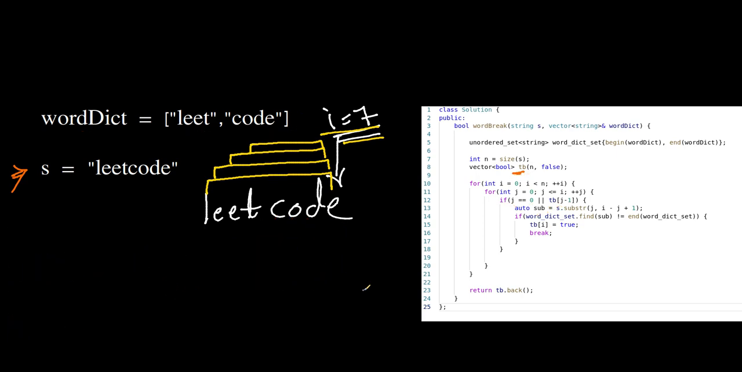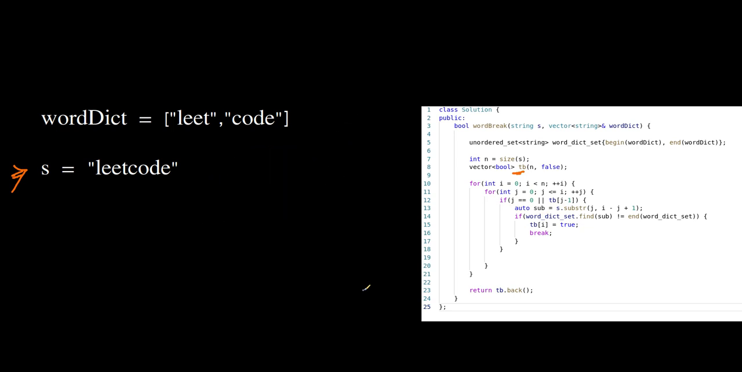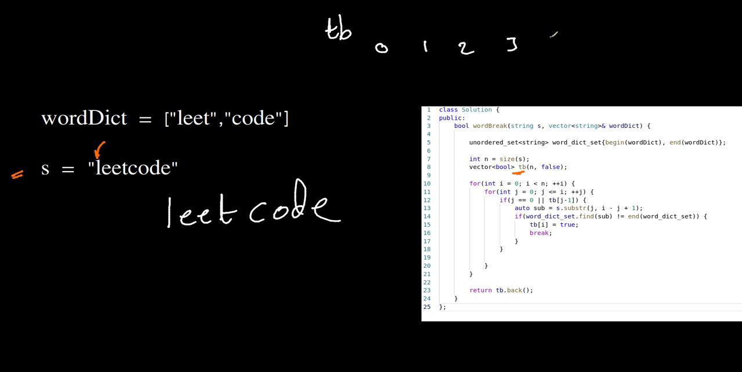Now let's see how this works. Let's start with i equal 0. Again, let's rewrite the string leetcode, and initially tb has 0 values. These are the indexes 0, 1, 2, 3, 4, 5, 6, 7. We have 8 characters, and the values, as we said, are false. 0 means false.